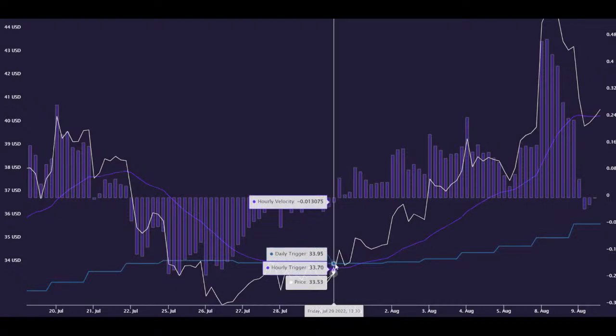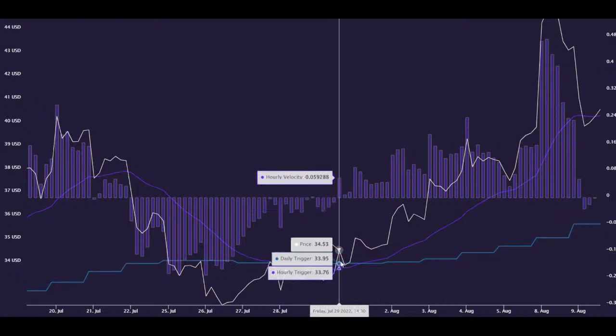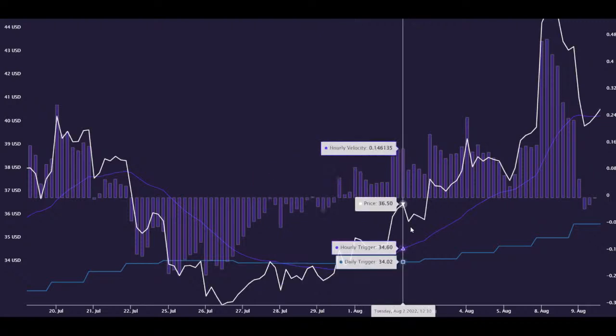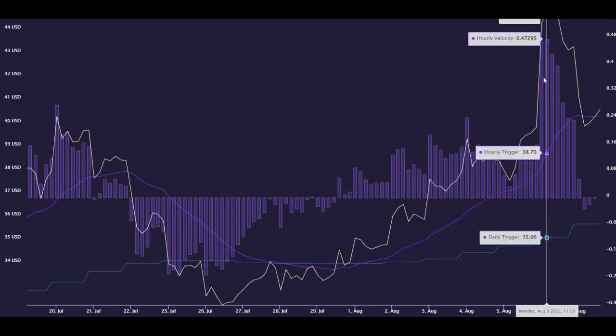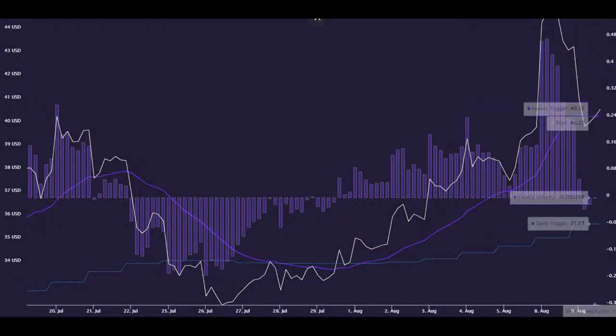We could enter at 34.53 with a stop loss right below 34 for this entire move, and then we could ride it up all the way here. And if you're looking at the day trader chart, you can find hidden bearish divergences to sell at the top, or you can get out under the hourly trigger.